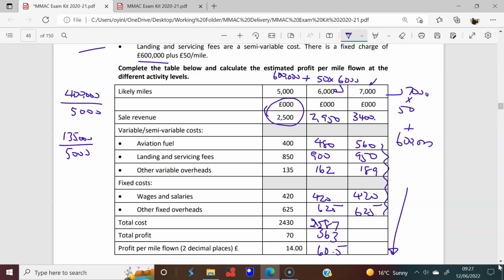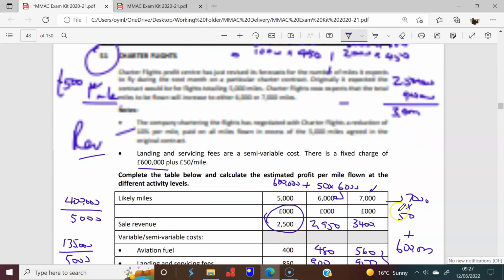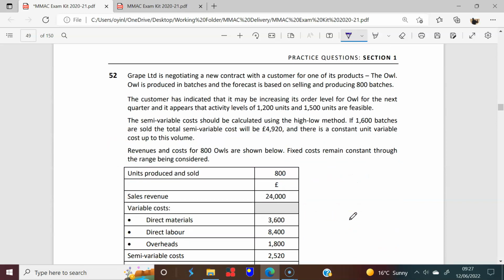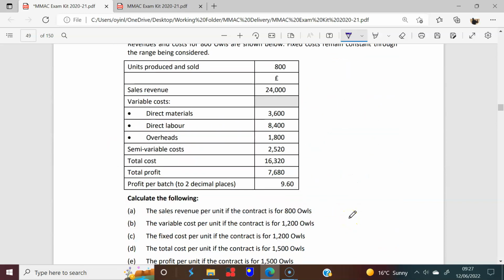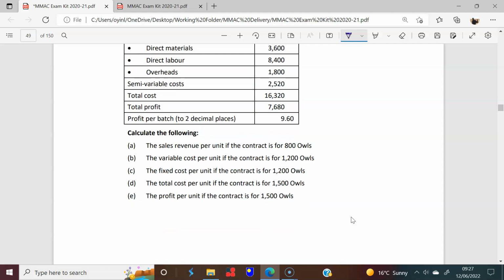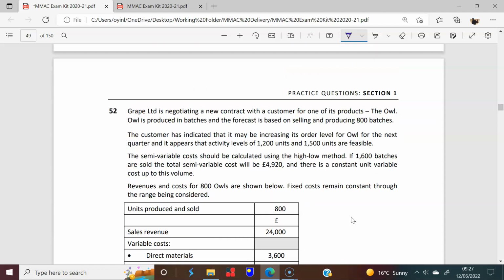Add all these, get your total cost, take this total cost away from this revenue, and then divide that by the total number of likely miles. And that's question 51. I'm trying to fit all of this into one video before I go into the next topic area. So let's look at 52. I think a lot of the work we've done applies nicely into this, but I think we will do it again because it does look slightly different in its layout.